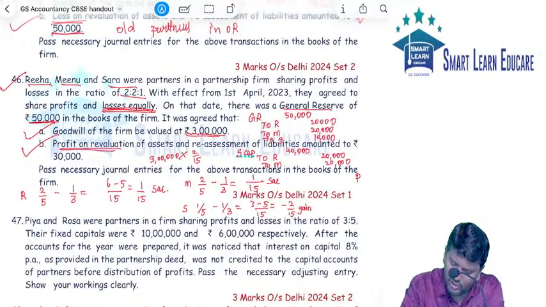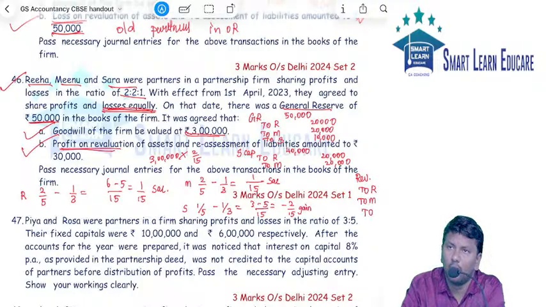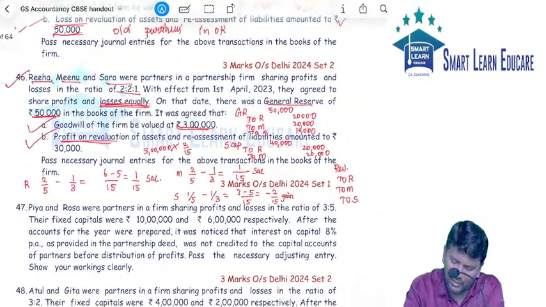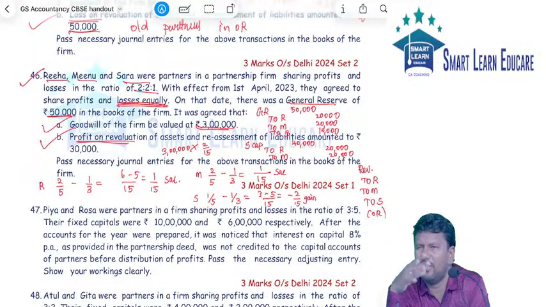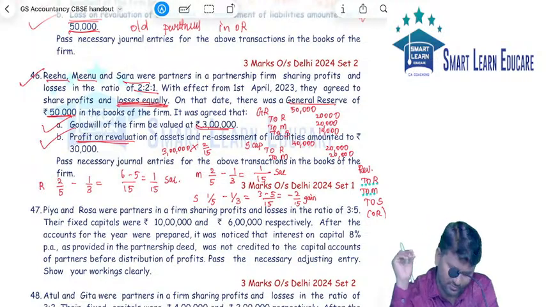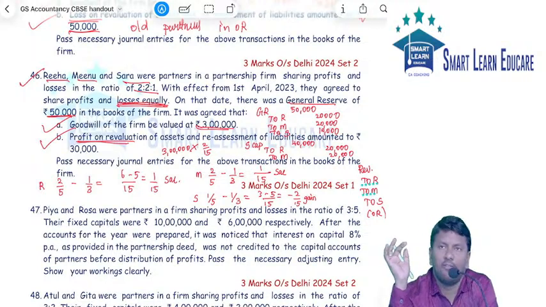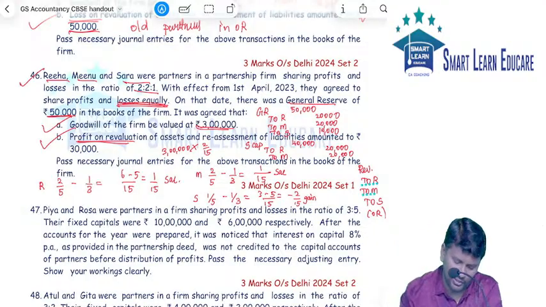Profit on revaluation entry: Revaluation account debit to R capital, to M capital, to S capital. In what ratio should it be shared? It should be shared in the old ratio. You distribute it in the ratio yourself. Have you understood this? 3 marks for this question.